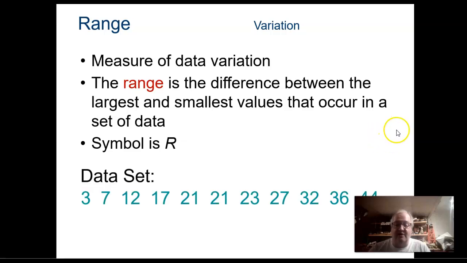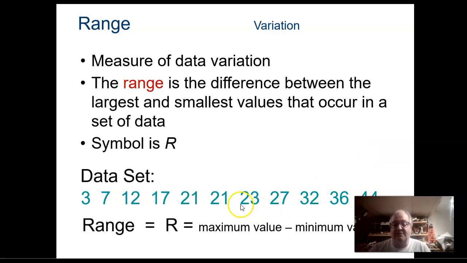So here's our data set again. We're starting out with the low number of 3. Our high number is 44. In order to determine the range, we take our maximum value and subtract our minimum value. Taking 44 minus 3, the range of this data set is 41.